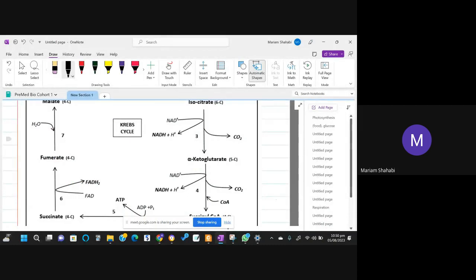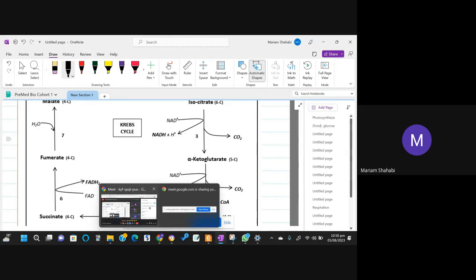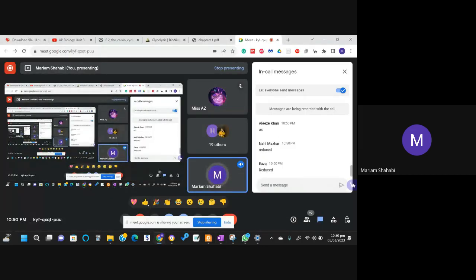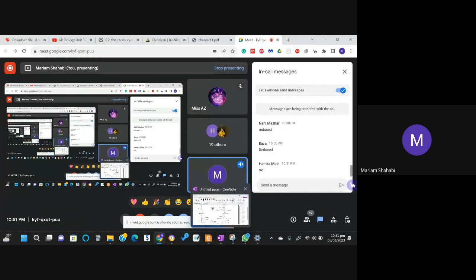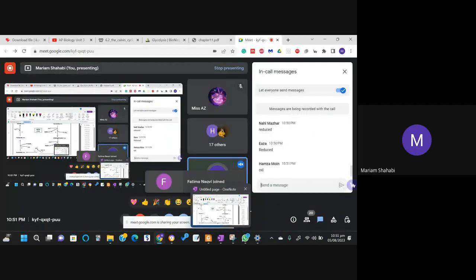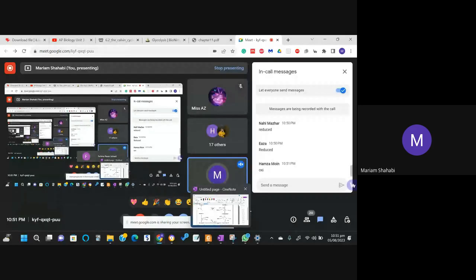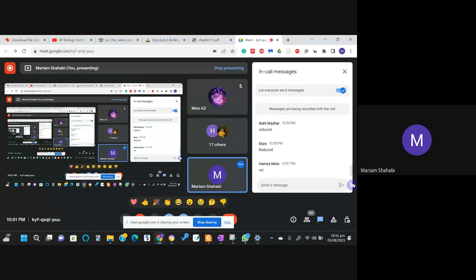देखो NAD plus is actually accepting an electron from isocitrate. Isocitrate अपना electron दे रहा है. देने का मतलब तो oxidation हुआ ना. It is being oxidized. Isocitrate is oxidized, not reduced. Whoever is saying reduced, reduction नहीं हो रही, अब oxidation हो रही है. We're calling respiration an oxidative process. Respiration है ही oxidation of food. So it cannot be reduction. Is that clear? Good.